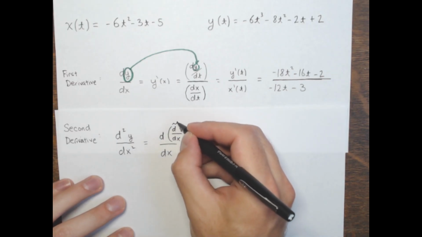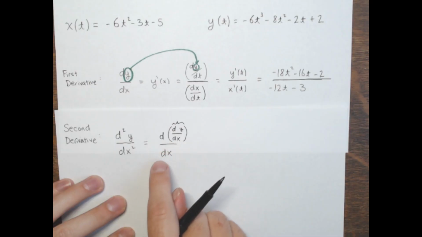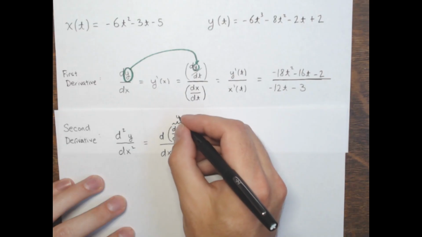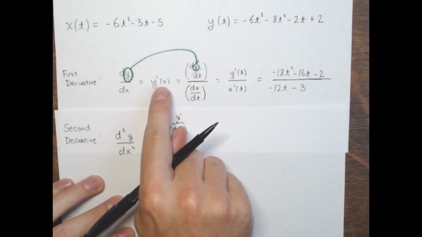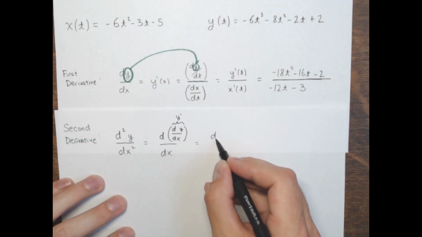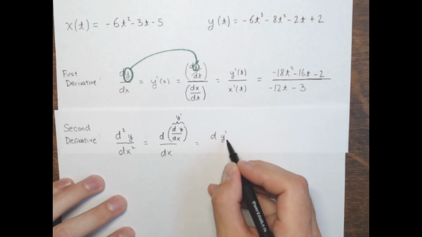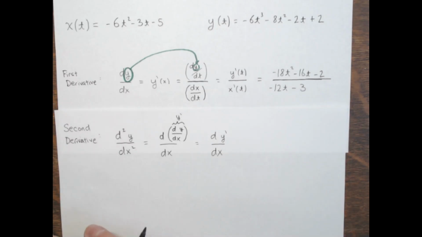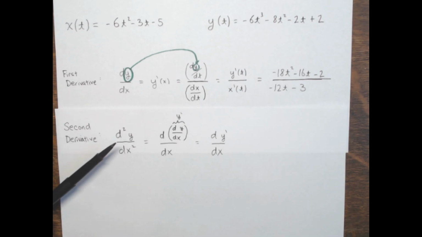All right, well this here, in this notation, that's dy over dx. I could just call that y prime, or y prime of x, like I have here. So I could call this the derivative of the first derivative with respect to x. And of course, hopefully that makes sense. The derivative of the first derivative with respect to x will give me the second derivative with respect to x, right? Derivative of the derivative.